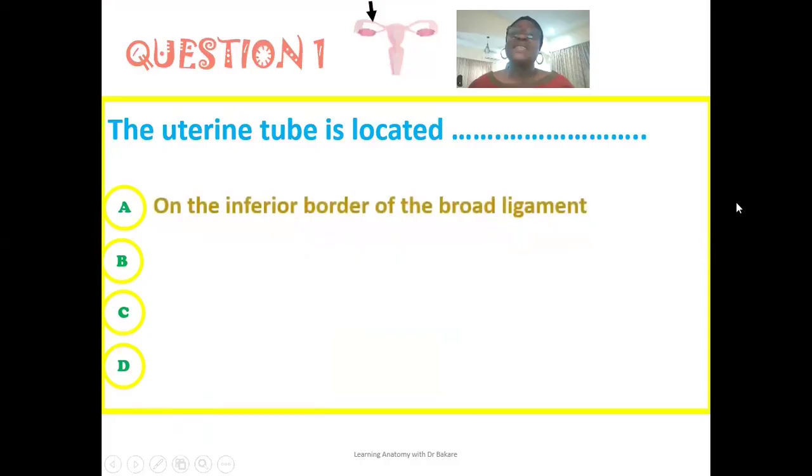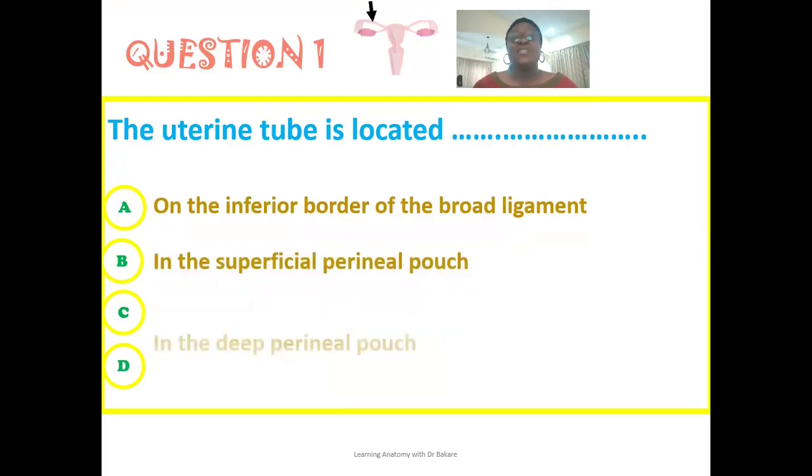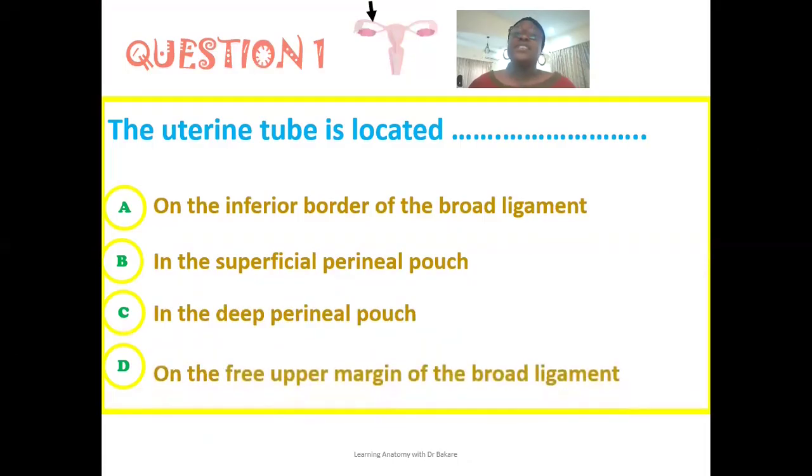Is the uterine tube located on the inferior border of the broad ligament? Is it located in the superficial perineal pouch? Is it located in the deep perineal pouch? Or is it located on the free upper margin of the broad ligament? So where specifically are the uterine tubes located? The correct option here is that the uterine tube is located on the free upper margin of the broad ligament.